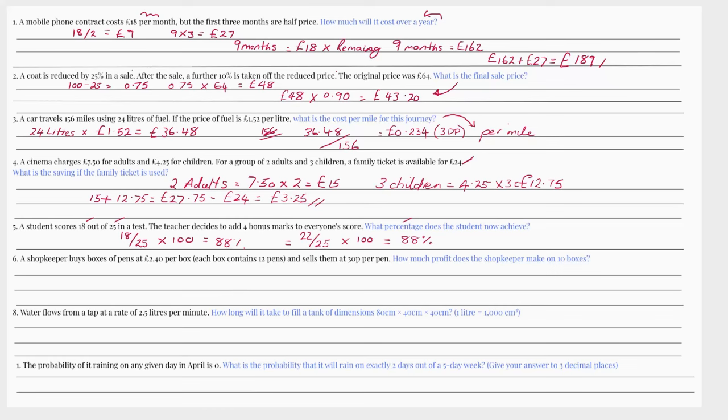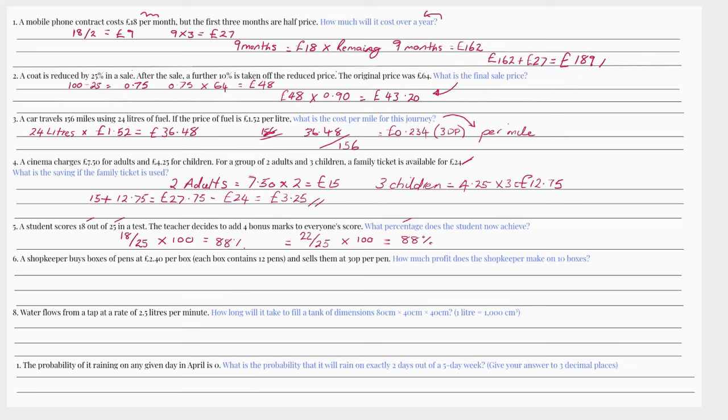A shopkeeper buys boxes of pens at £2.40 per box. Each box contains 12 pens and sells them at 30p per pen. How much profit does the shopkeeper make on 10 boxes? So we have 12 pens at £2.40 per box. He sells them at 30p per pen.